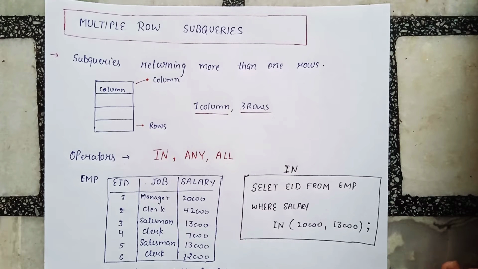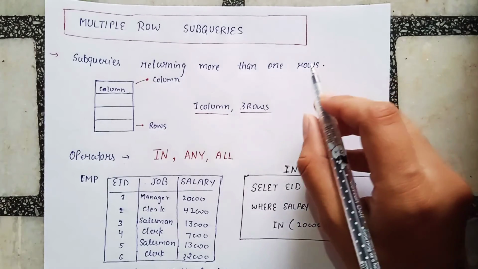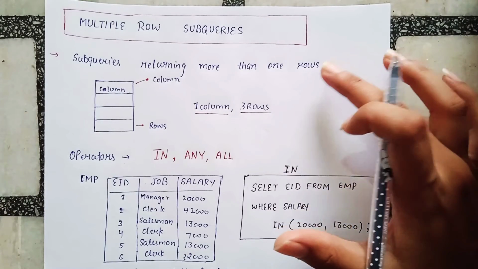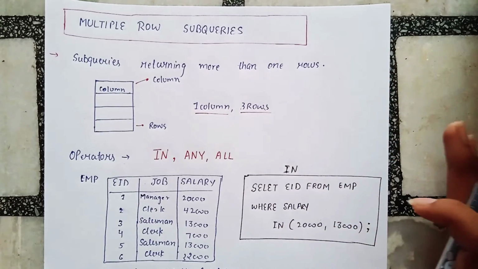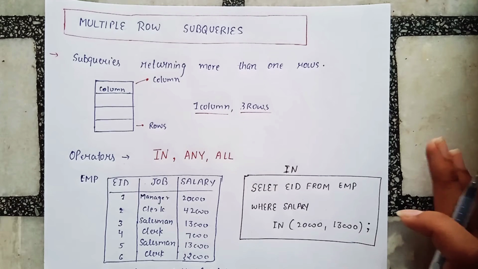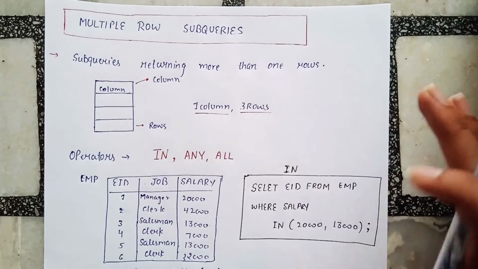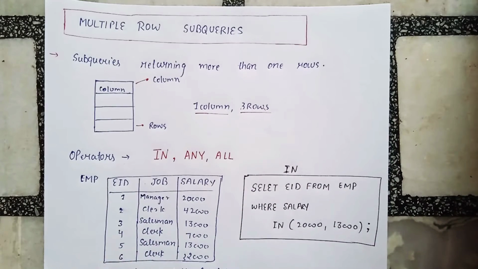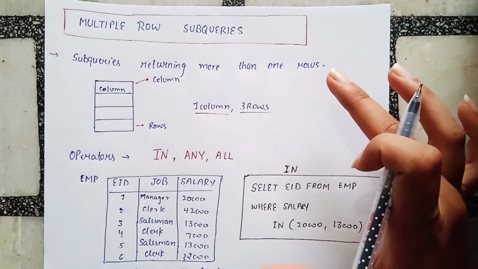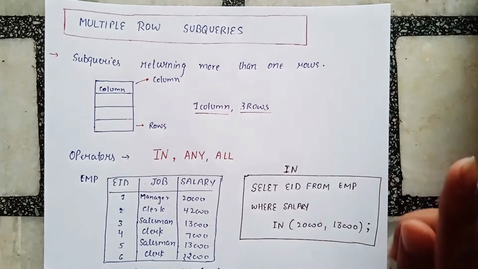So in this video, I'll tell you what multiple row subqueries are in SQL. Basically, a subquery that returns more than one row. Just note this word. The subqueries that return more than one row are known as multiple row subqueries, as the name suggests. Now, what does this multiple row suggest? Although it will return multiple rows, all these rows will only belong to a single column.